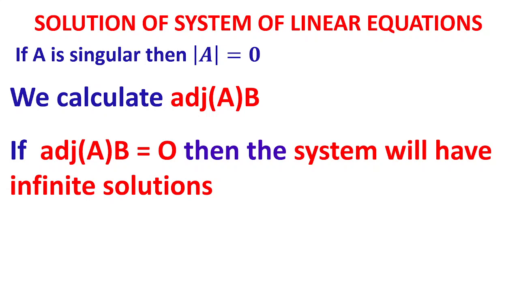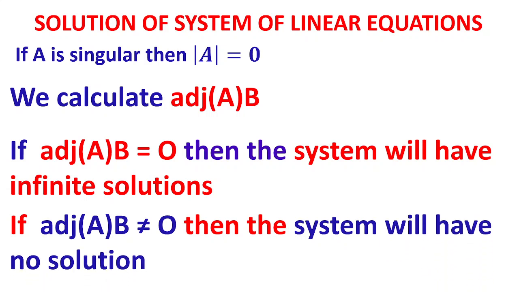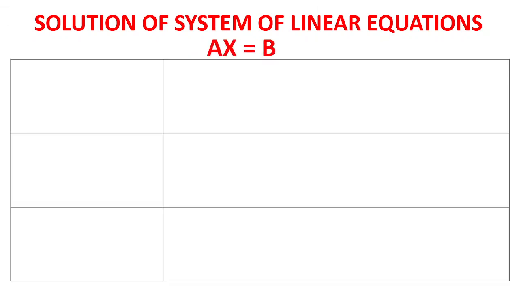If it is a 0 matrix, then the system will have infinite solutions, that is many solutions. If this adjoint A into B is non-zero, then the system will have no solution. Therefore, if adjoint A into B is 0, then it is consistent. If adjoint A into B is non-zero, it is inconsistent. Okay, AX is equal to B.